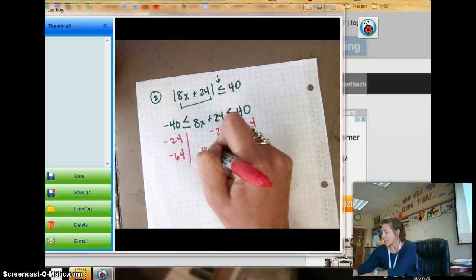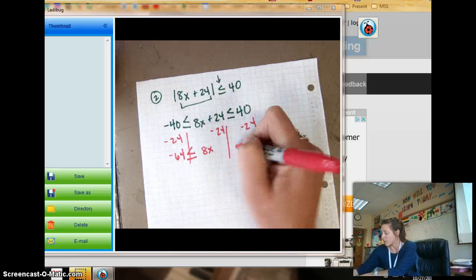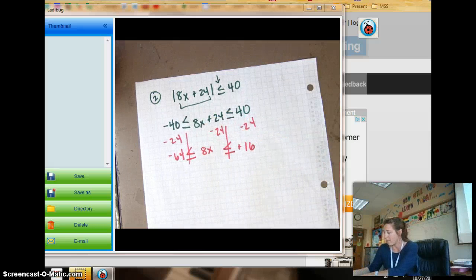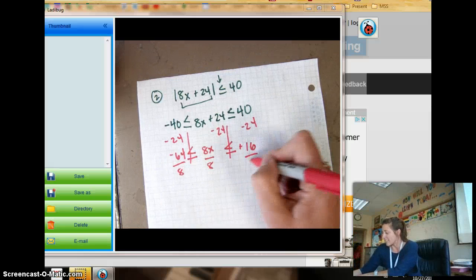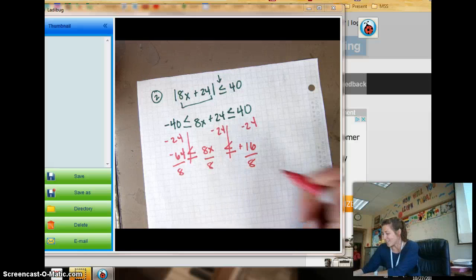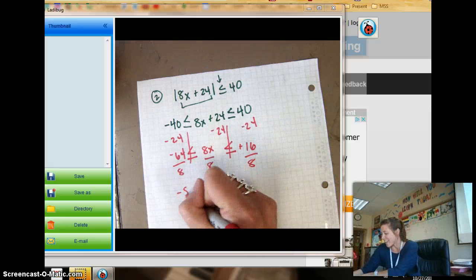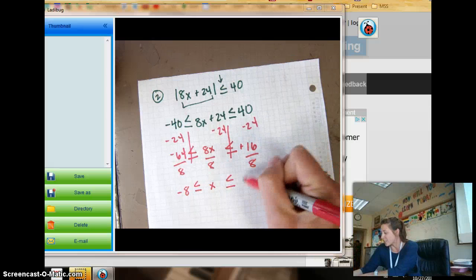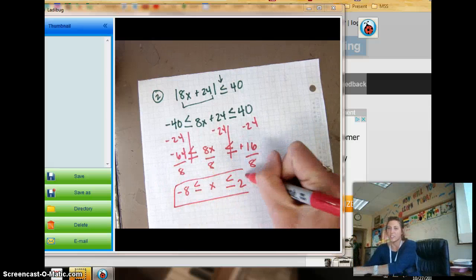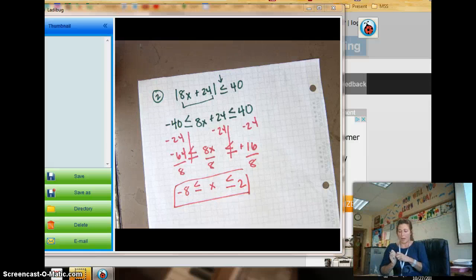So now I've got 8x, and this is still going to be less than or equal to, because we haven't divided or multiplied by a negative. So now we divide everything by 8 to get 1x by itself. So we're going to have negative 8 is less than or equal to x, which is less than or equal to 2, and that's going to be my answer. It creates a double inequality when we solve for absolute values.